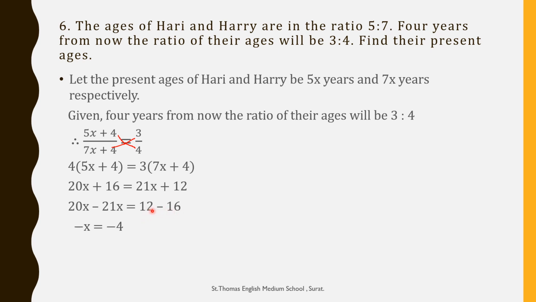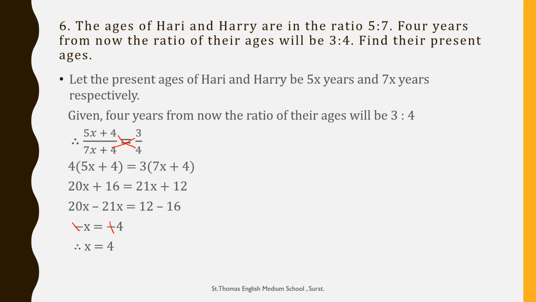Again, one positive number, one negative number, we can subtract and put greater number sign. So 16 minus 12, that is 4, and put greater number sign, that is minus. That is minus x is equal to minus 4. Both side minus sign, so we can cut. So we can write like this: x is equal to 4. We got the value of x.